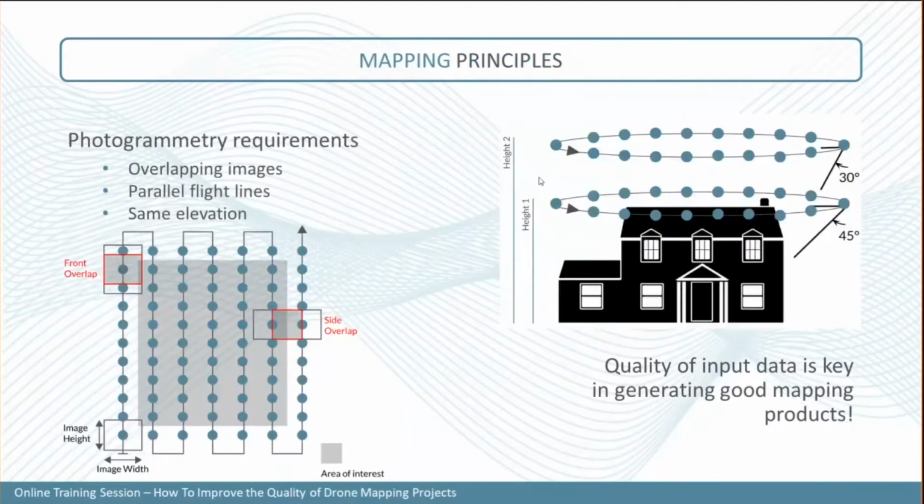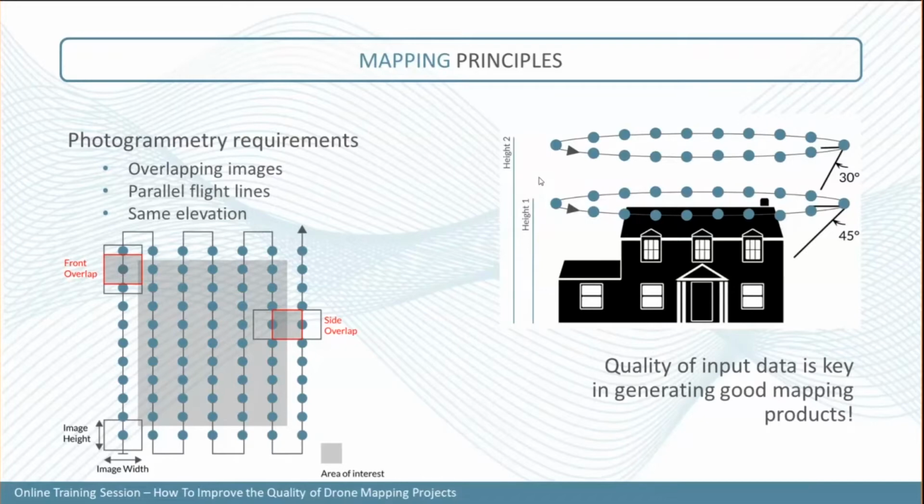So now here are the mapping principles. What are the requirements for photogrammetry? First and foremost, the first thing you need is overlapping images. In order to extract 3D coordinates from your 2D images, you need to have some sort of overlap between your images. There are two types of overlap: the front overlap, which is the amount of overlap between two consecutive images, and the side overlap, which is the overlap that you see between two different flight lines.